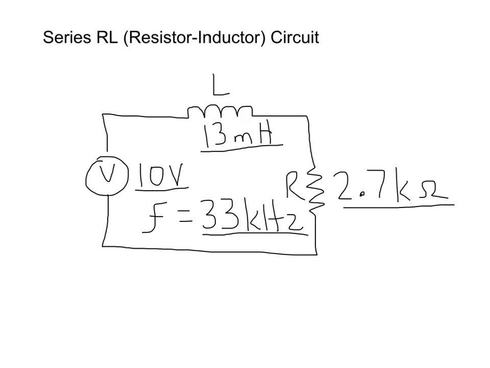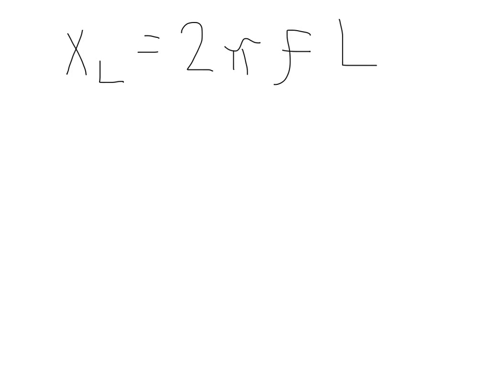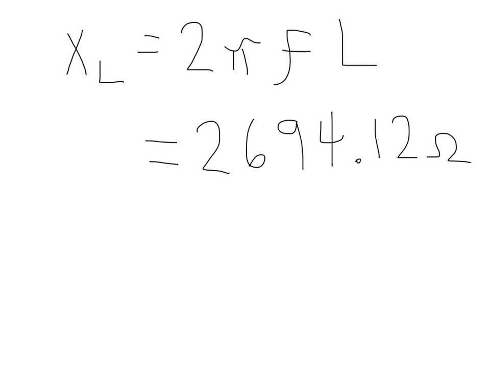Now the very first thing I'm going to do is calculate X sub L. The formula for X sub L is 2 pi times the frequency times the inductance. Now using my calculator, I'll type in 2 times pi, which I use 3.14, times the frequency, which is 33,000 hertz, times the inductance, which is 13 millihenries. And I come up with 2,694.12 ohms.